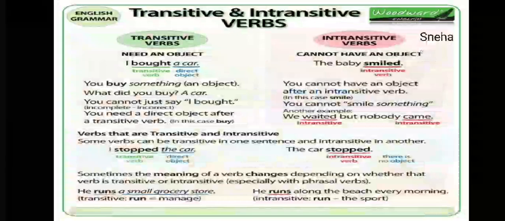Like the example given over here, we waited but nobody came. So both waited and came are intransitive. After this, we don't know what we are waiting for, or who is supposed to come. So we are not going to make the passive one because it is not possible. So over here we can clearly see that transitive verbs have an object after them, and intransitive verbs don't have an object, and we need an object. Unless we have an object, we cannot transform it to the passive one, because we know the object of the active sentence is going to be the subject in the passive sentence.